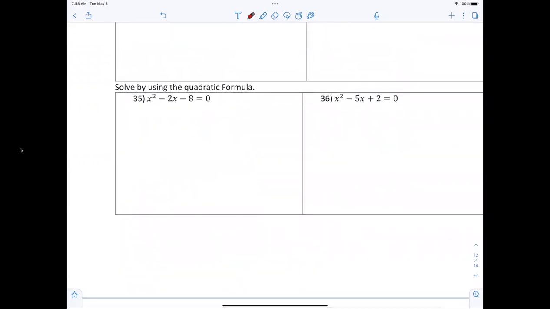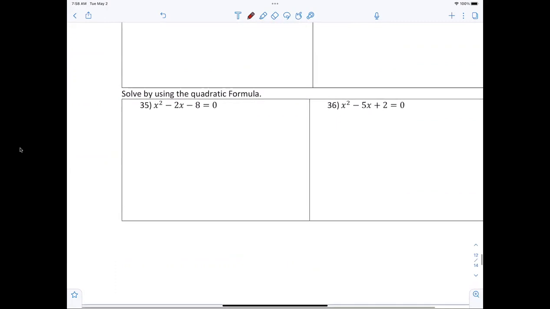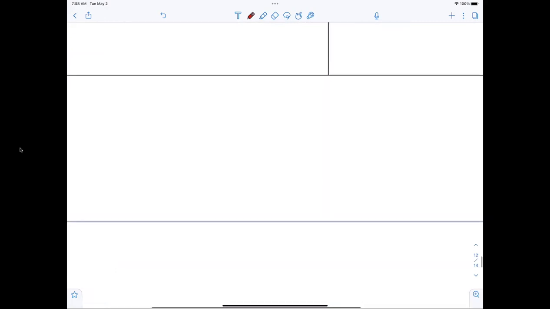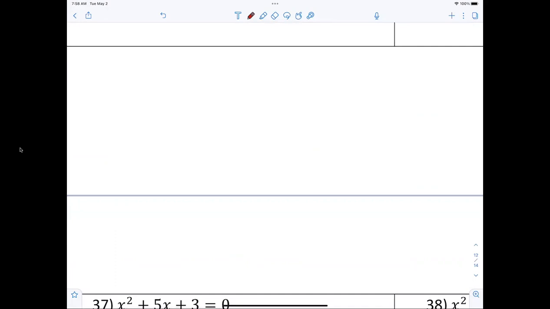Solve by using the quadratic formula. So do me a favor and write the quadratic formula right at the bottom. Let's see who remembers the quadratic formula. All right, quadratic formula. I'll give you a hint. It starts with x equals.